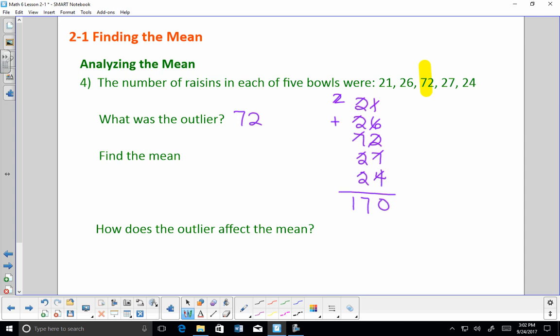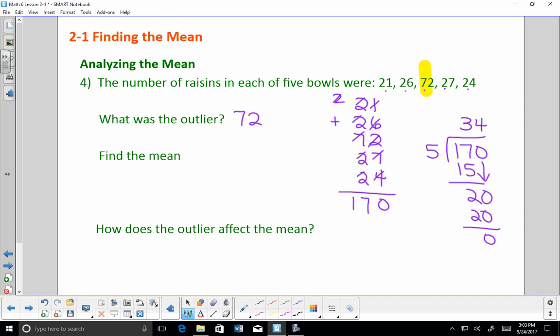I have 1, 2, 3, 4, 5 data points, so I'm going to divide by 5. 5 goes into 17 3 times. 3 times 5 is 15. Bring down my 0. 5 goes into 20 4 times, because 5 times 4 is 20. So the mean number of raisins that I have in each bowl is 34.